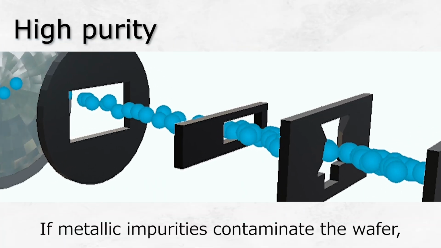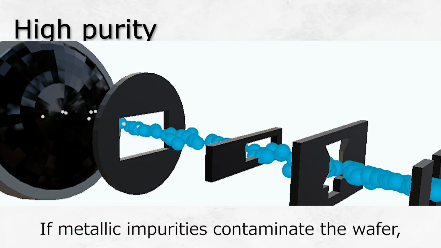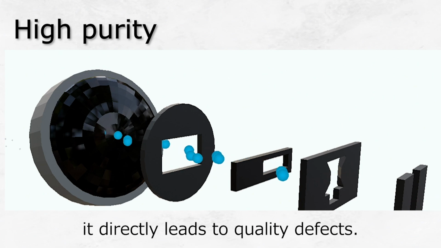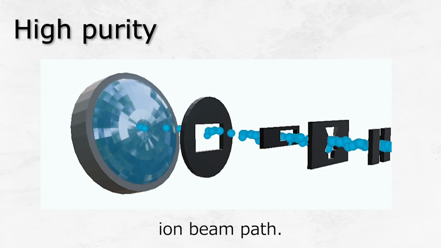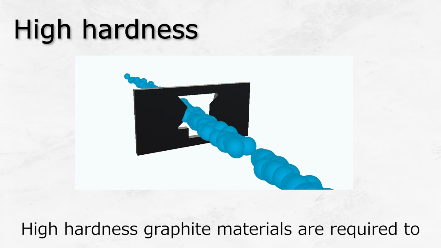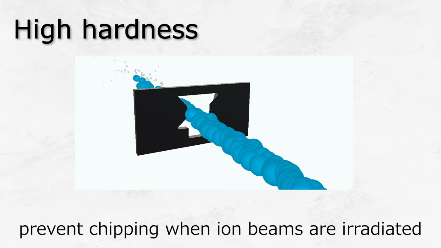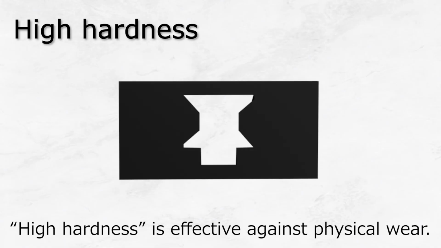If metallic impurities contaminate the wafer, it directly leads to quality defects. Therefore, high-purity graphite is used in the ion beam path. High-hardness graphite materials are required to prevent chipping when ion beams are irradiated onto graphite parts. High hardness is effective against physical wear.